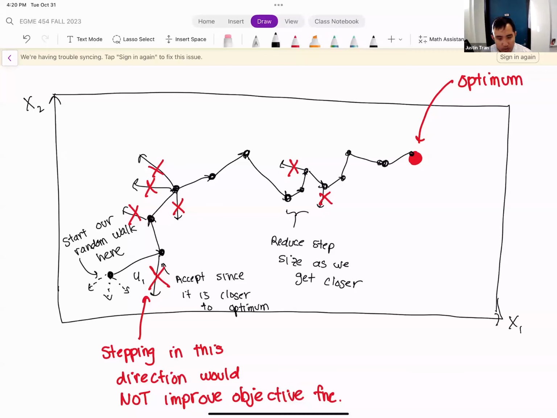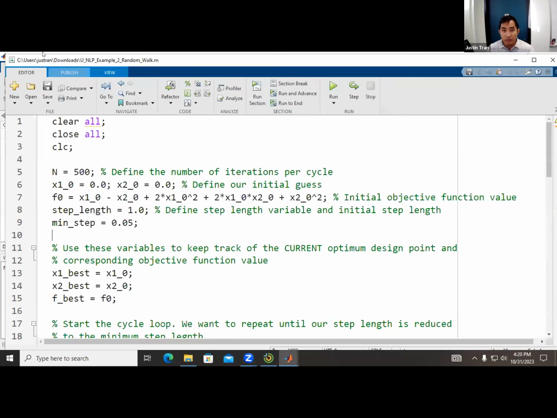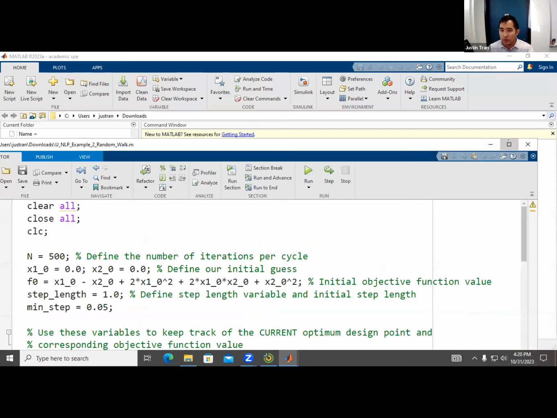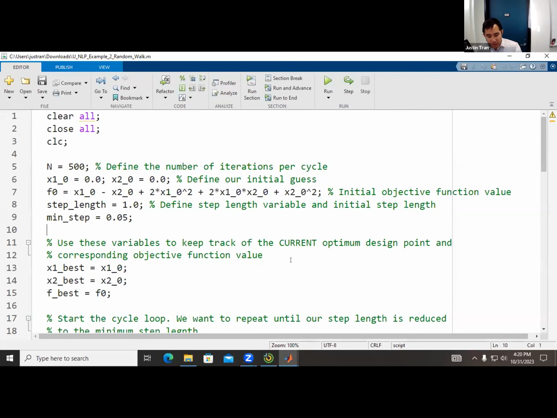This code is on Canvas. Let me see what it's called. This code is called UNLP example 2 random walk. This is our second code example for nonlinear programming. Hopefully you have your notes in front of you in terms of the steps of the algorithm, and let's go through each of the steps of the algorithm and see how they correspond to the code.